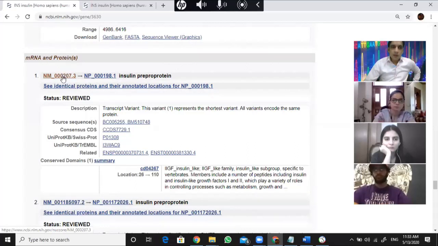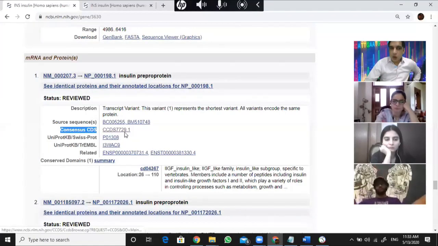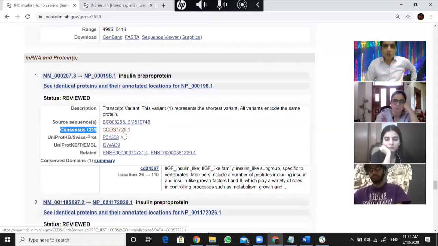Also, you should know certain other things as well. There exists a term called consensus CDS. And also a code is given for that messenger RNA, that nucleic acid sequence. CCDS, consensus CDS. This is another portal, a very big one, but it works under the domain of NCBI. So it is like a branch of NCBI which organizes and controls the sequences of cDNA.